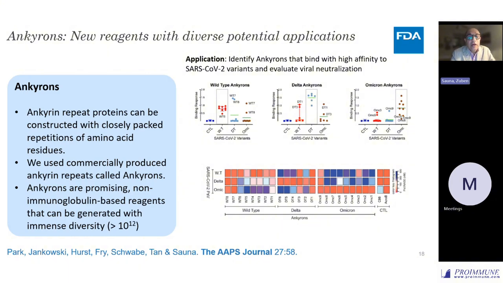There is another I would like to provide as a sampling of new reagents that have been used in the last 3 or 4 years. And one very powerful tool are the so-called ankyrin repeat proteins, which can be constructed with closely packed repetitions of amino acid residues. And Ankyrons are a commercially available variant of these proteins.